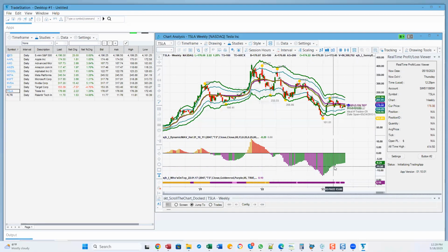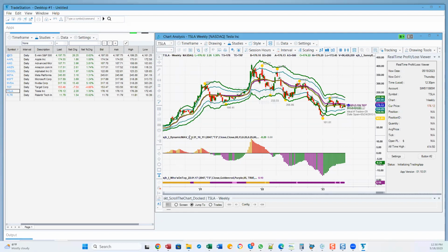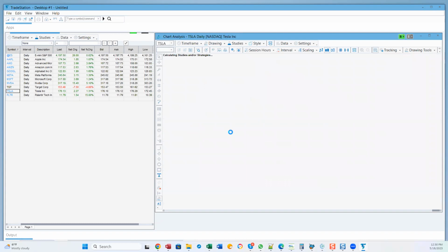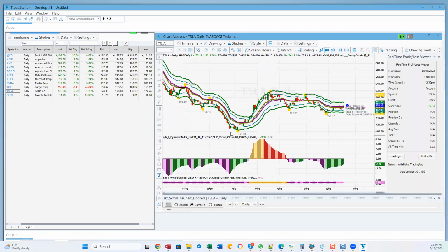The green on the histogram is coming up, although it's slowed down, and through here, it's still coming up. And if it goes up above the zero line, then we're gold and we're going up. But I don't see any great news coming out that I can think of to make that case fundamentally. Let's see what it looks like on a daily chart.